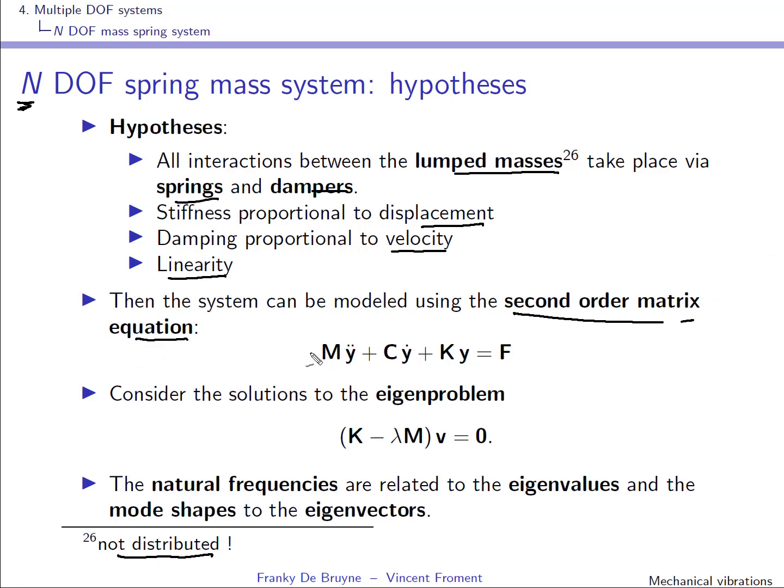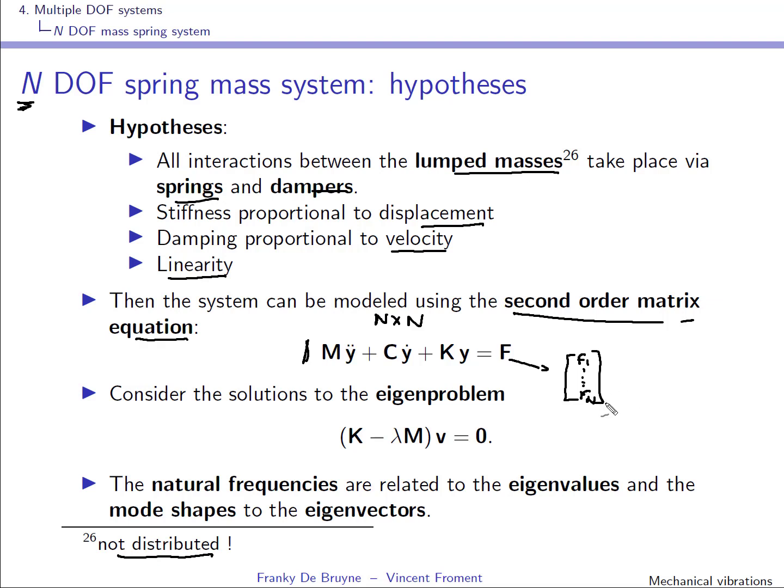This is exactly the same equation that we had for the 2 degree of freedom spring mass system, except now that of course these matrices here, M, C and K, the mass matrix, the damping matrix and the stiffness matrix, will be n times n. Okay, and this is here a vector containing all the forces acting on the individual masses.